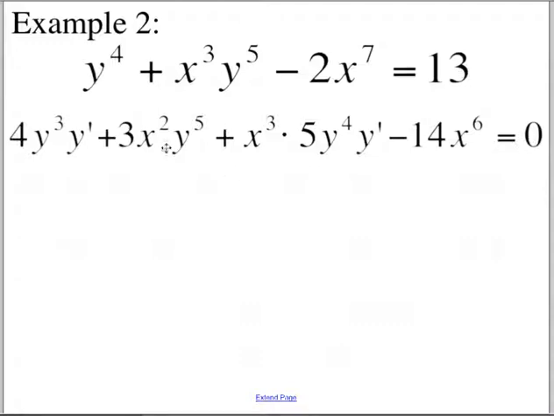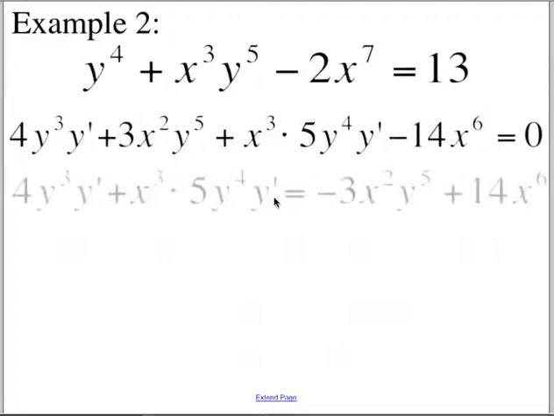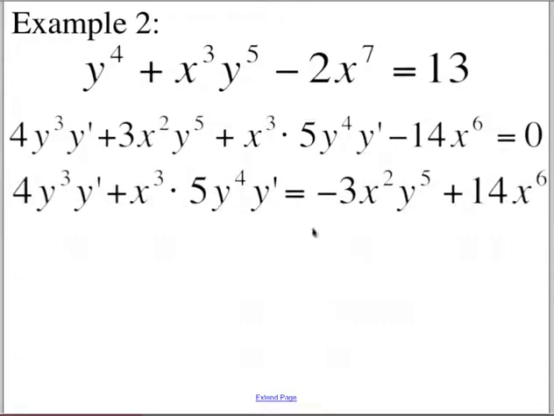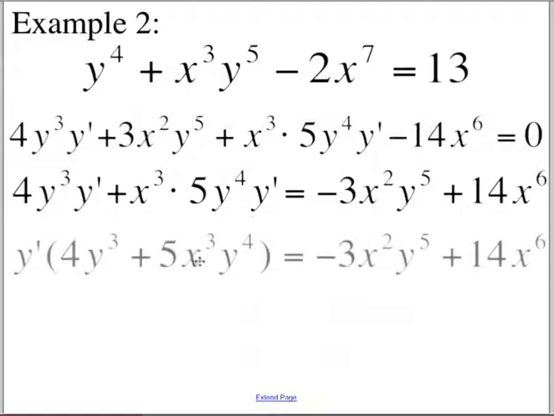So everything that does not contain a y prime, I'm going to move over to the right side, and those that do contain a y prime, I will eventually factor. So I've moved over my 3x squared y to the 5th, and I've moved over the 14x to the 6th to get that right side. And now on the left side, I'm going to factor out a y prime. That leaves me with 4y cubed plus 5x cubed y to the 4th in parentheses.